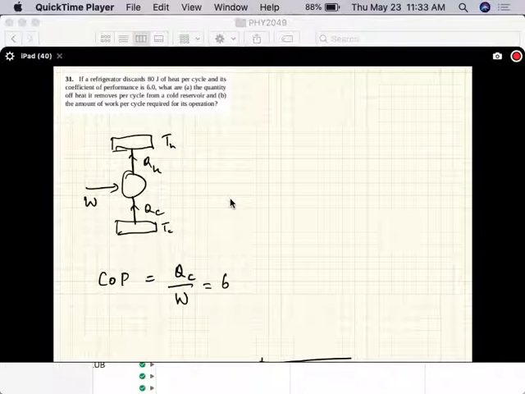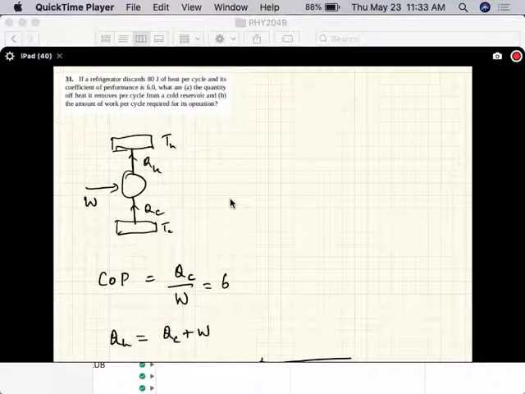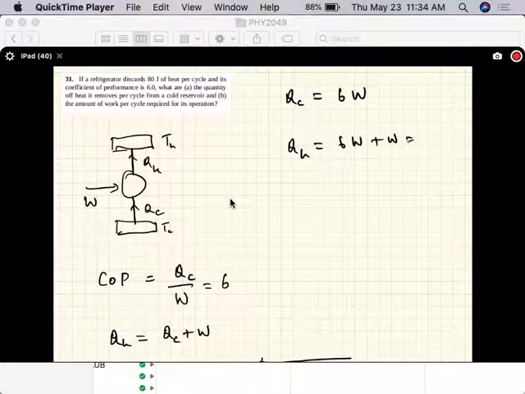And of course, how much heat did you dump in the kitchen? Well, the stuff that you pulled out of the refrigerator, plus when you do work, all that turned into heat as well. That's what you dumped into the kitchen. Now, from this equation, you can see QC is 6 times W. So QH is 6W plus W, equal to 7W.